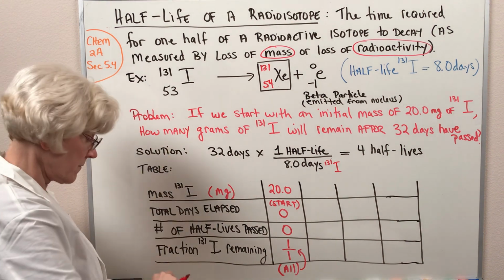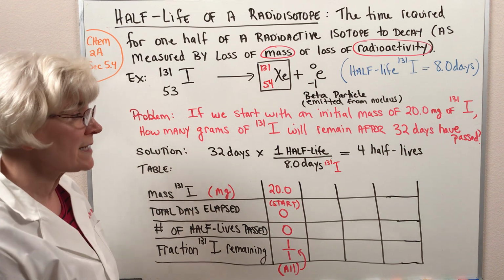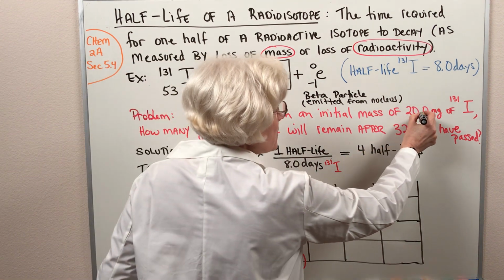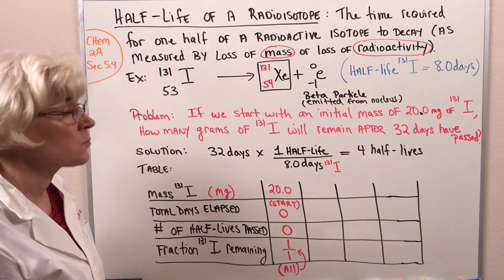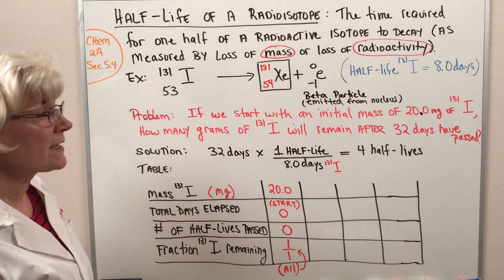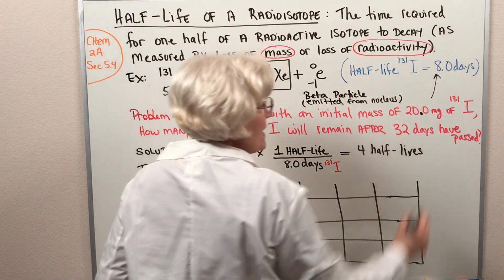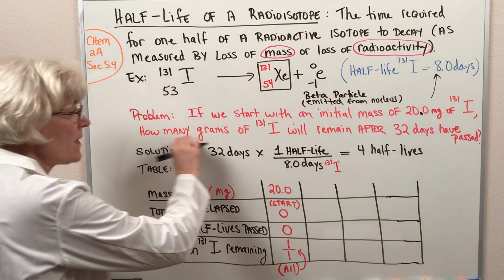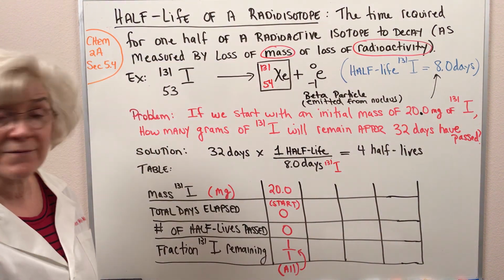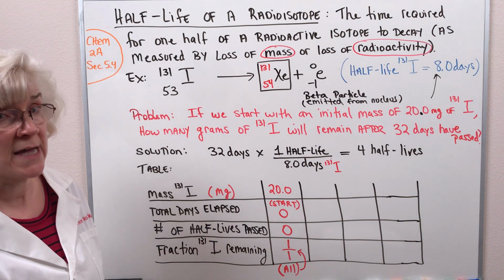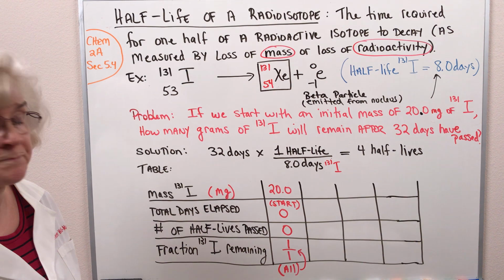So here is a problem. If we start with an initial mass of 20 milligrams, make sure that decimal point is clear, of iodine 131, knowing that its half-life is 8 days, how many grams of iodine 131 will remain after 32 days have passed by? How can we solve this problem?